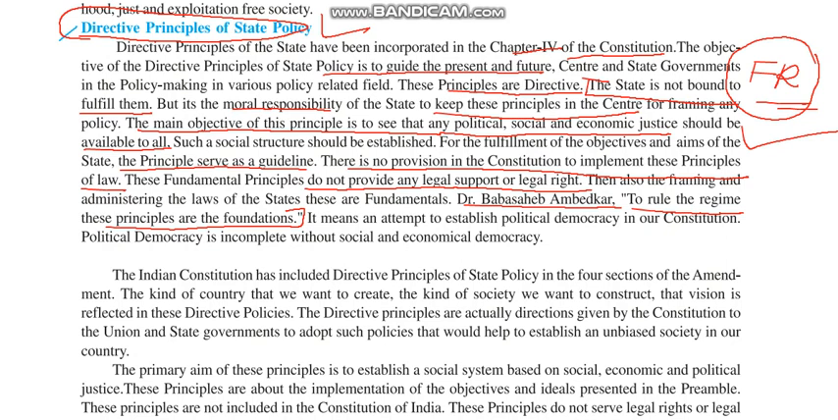It means an attempt to establish political democracy in our Constitution. Political democracy is incomplete without social and economic democracy. Unless and until you get freedom and democracy, that is the right for the people, in the Constitution there should be political democracy also. You should have the right to rule and the right to choose, and it is incomplete without social equality and economic equality. There should be social and economic democracy also.